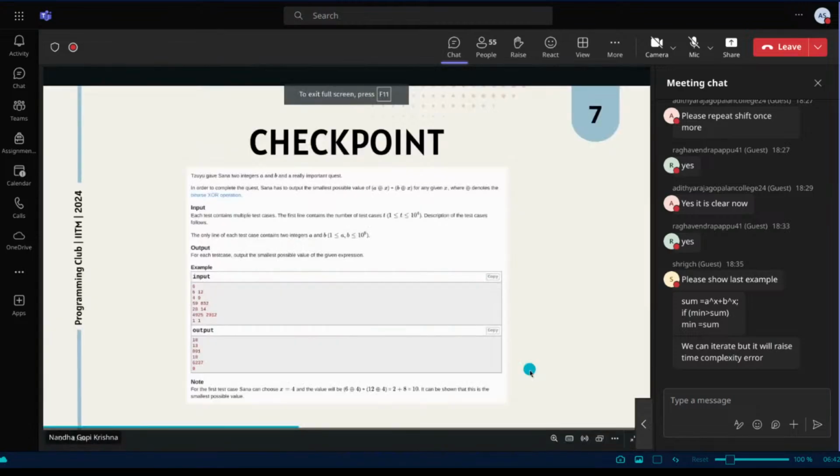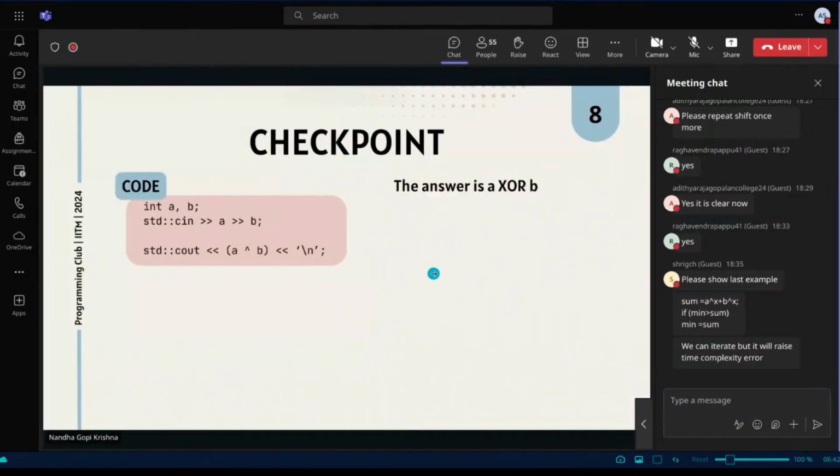Okay, I believe we have spent enough time on this. The answer will simply be A XOR B. How is this so? Let us think about it one bit at a time. Let us say the first bit of A and the first bit of B. What are the possible cases that we can get? They can either be 1, 1, 1, 0, 0, 1, or 0, 0.